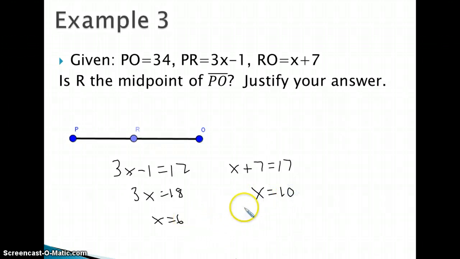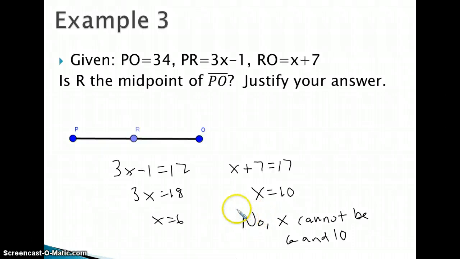This is a major problem. We've got two different values for x. So this cannot work, because x cannot be 6 and 10 at the same time. It's impossible. So again, there are a lot of different ways to do the same problem. The justification is the important thing. Show the work that leads to your answer, and then be able to provide a reason that it is or isn't a midpoint. And we're done for the notes.